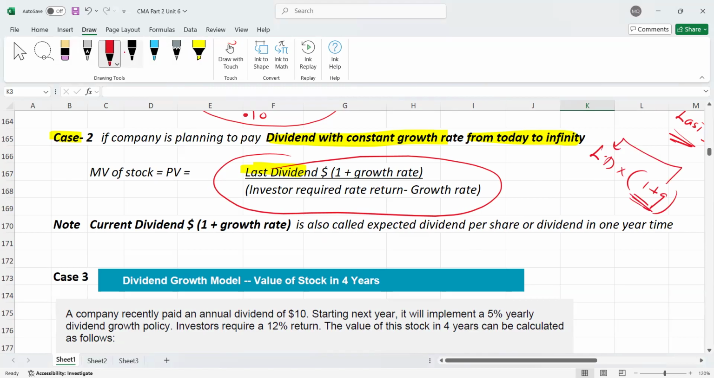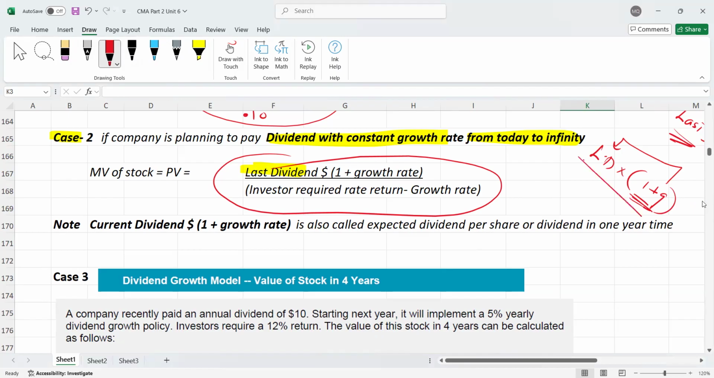Understood? And we are not taking raised to power n here, because why not n? Why don't I want to add the growth for the nth number of years in this situation? Because this dividend will grow from today to infinity, and the number of years is unknown. So the dividend growth will be what?